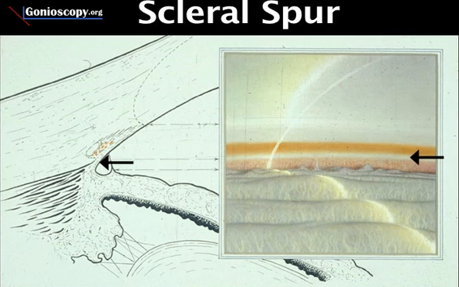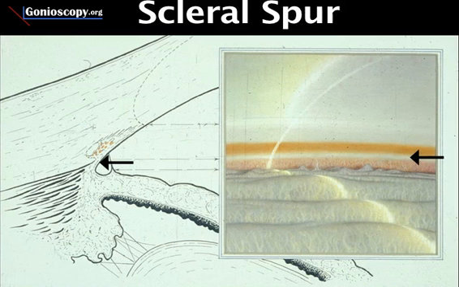The next structure up is the scleral spur. The scleral spur, as you can see in cross-section, is the structure to which the ciliary body attaches, and it's via pulling on the scleral spur that the ciliary body opens the trabecular meshwork.